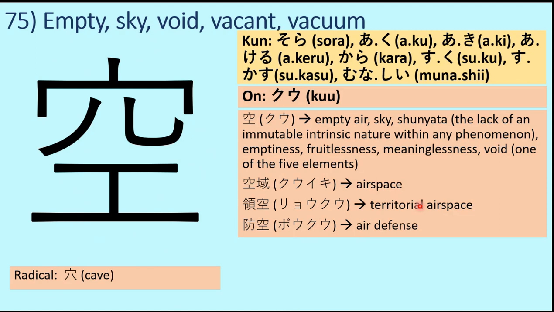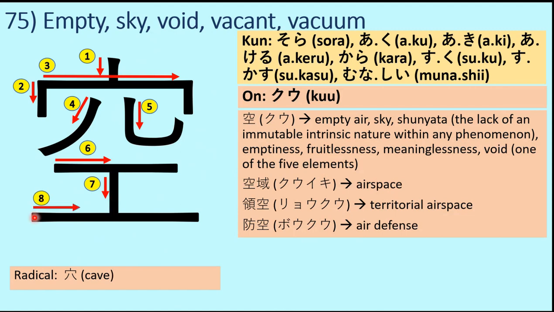The radical involved in this symbol is that of cave. So this portion is the cave radical. The stroke order is like this. The first stroke, then the second stroke here, the third stroke like this, the fourth stroke, the fifth stroke, the sixth stroke, seventh stroke, last stroke like this. So using these 8 strokes in this order, we should be able to draw this character.